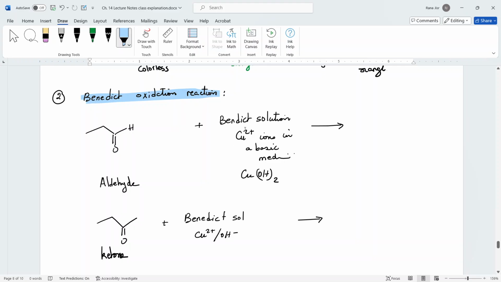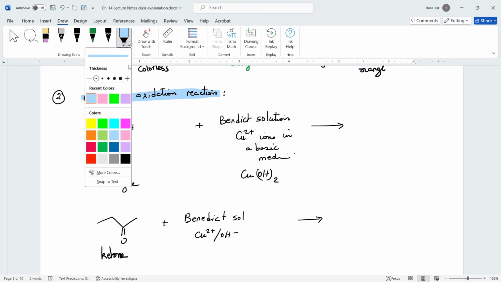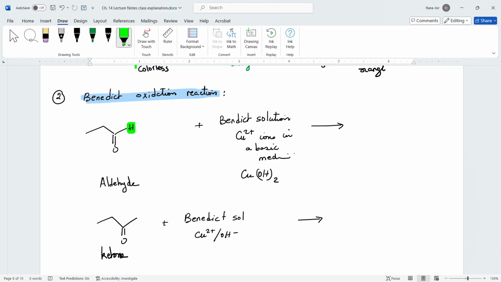That Benedict solution will oxidize the hydrogen of the aldehyde into a carboxylic acid. So this hydrogen here is going to turn into a carboxylic acid, and it only works on the hydrogen of the aldehyde. Now, on its way during the oxidation with the aldehyde, you will form a red precipitate. When the copper reacts with the water, it will form a red precipitate, and that red precipitate is a Cu2O. This one is going to be a red precipitate.